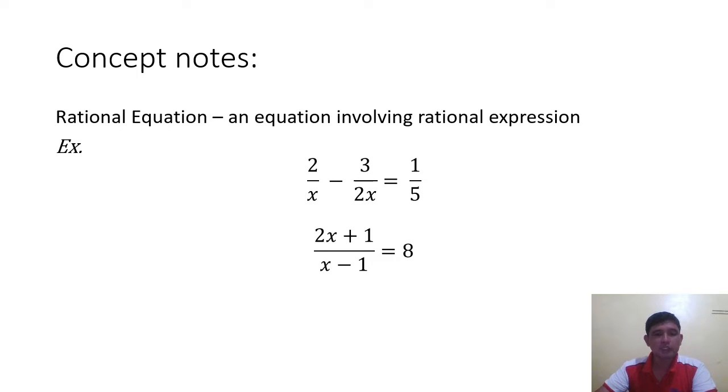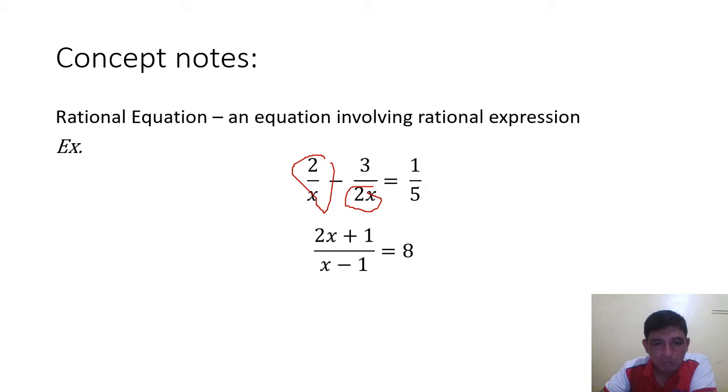So first we have to distinguish the three terms. So we have this rational equation. A rational equation is an equation involving rational expressions. So if you look, we have an expression here with variables: 2x, 2 over x, and 3 over 2x. This makes it a rational algebraic expression, because it is a ratio of two terms and there is a variable in the denominator.